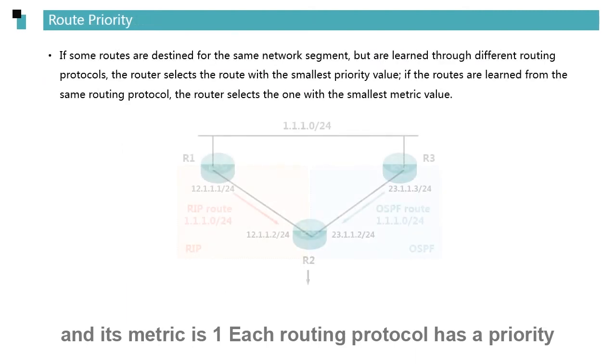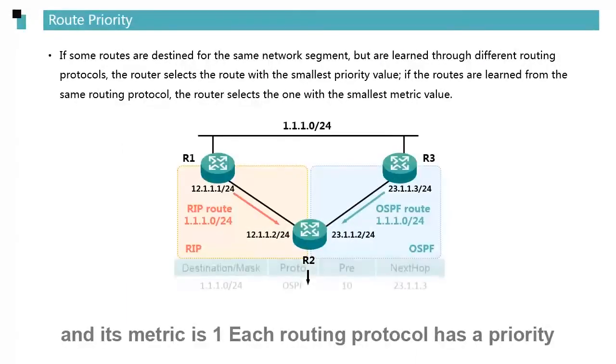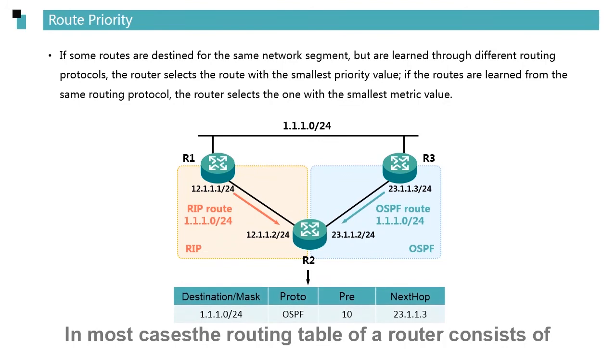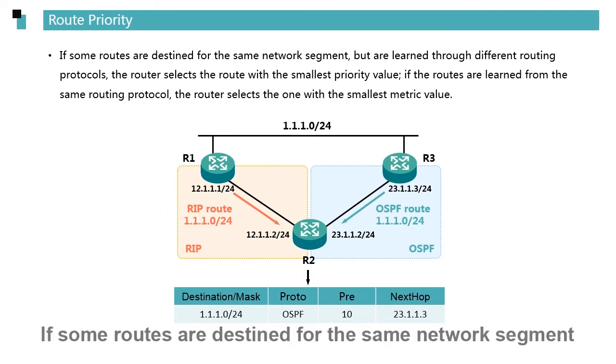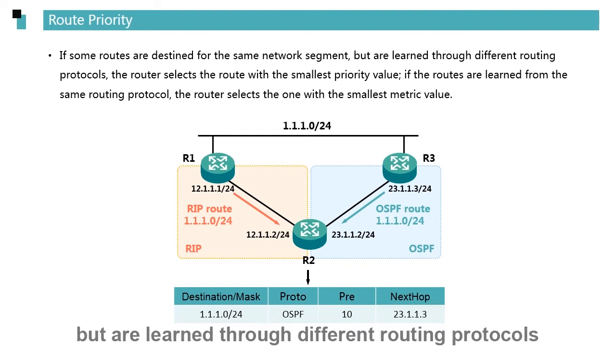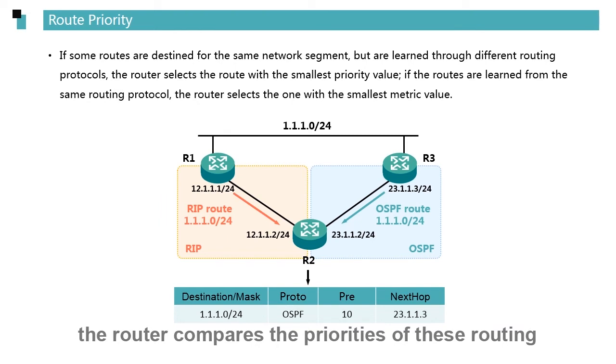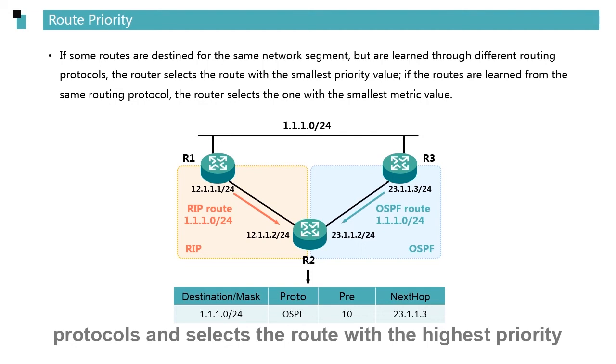Each routing protocol has a priority. In most cases, the routing table of a router consists of various routes obtained through multiple routing protocols. If some routes are destined for the same network segment but are learned through different routing protocols, the router compares the priorities of these routing protocols and selects the route with the highest priority.